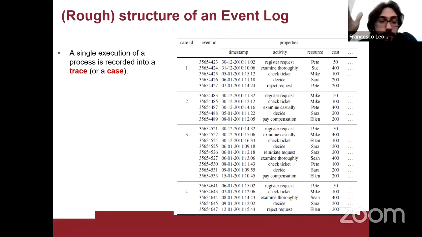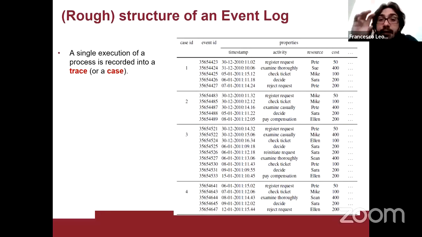In the company, we can have, of course, several different processes. And each execution of the process is a trace or a case. So basically, here we see this log that is horizontally divided in cases. Each of these horizontal blocks is an execution of the process. And for each execution of the process, we have all the activities that have been performed while executing this trace.